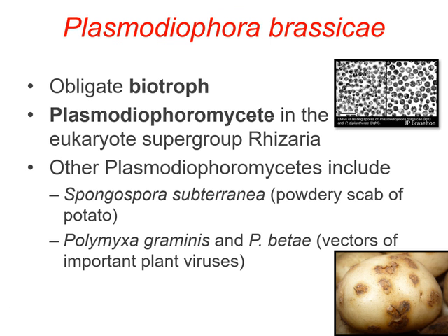Other important plasmodiophoromycetes include Spongospora subterranea, which is the cause of powdery scab on potato, and you will deal with this in your third year, Polymyxa graminis and Polymyxa betae, and these are both vectors. Besides being plant pathogens, they are also vectors of important plant viruses.